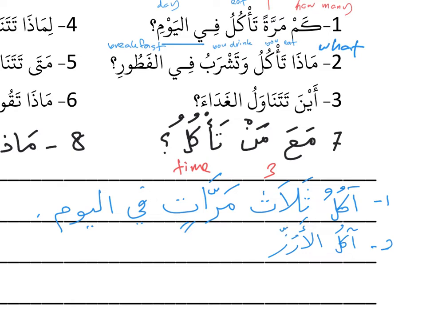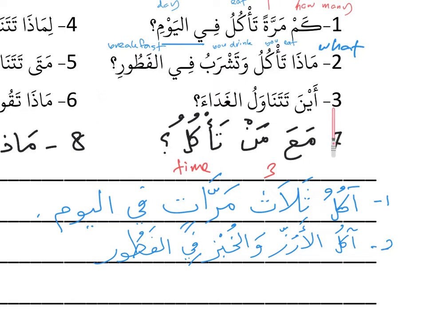Al-aruz. What else? If you want to add more words, you just put wa. Akulu al-aruz. And then what else? What is the word for bread? Wal khubz. Yeah? Find other words. Fish, chicken, and so on. Akulu al-aruz wal khubz. When is that? Fil fatur. Just complete the sentence. Akul al-aruz wal khubz fil fatur. That is the answer for the second question.